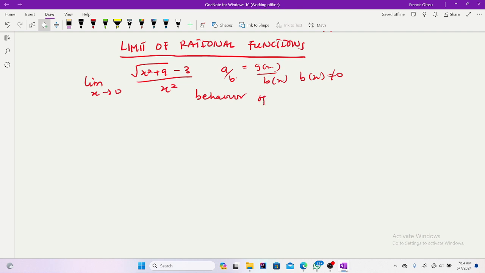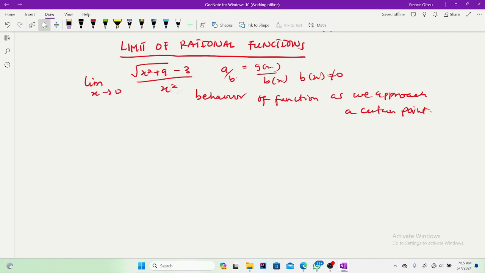Whenever we approach a certain point, the function tends to assume a particular value, or it tends to approach a particular value. That's what we call the limit of that function, meaning that as we approach 0, the function will never exceed this, or it will be approaching this particular number. That's the idea of limit. So now let's solve this problem.